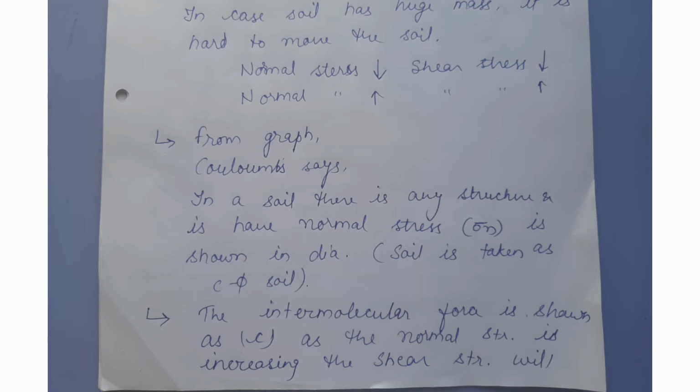Now the intermolecular force is shown as c. You can see in the y direction there is shear stress, and the intermolecular force is applied between the soil particles. So c is the intermolecular force, and as the normal stress increases, the shear strength will also increase in a linear way. As we have discussed, as the normal stress increases, the shear stress will also increase. So it will increase in a linear way as shown in the diagram, from one point to another.